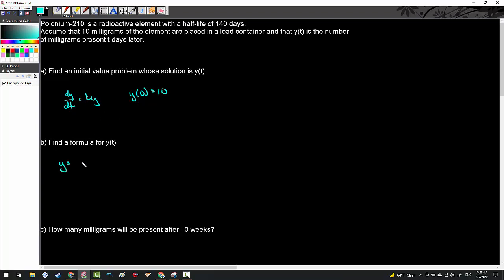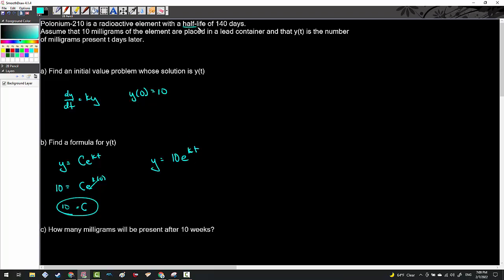Well, I know this integrates, again, into ce to the kt. In order to find out what c is, I'm going to place 10 as y. ce to the k times 0, that's going to go away, so c equals 10. So I know that y equals 10e to the kt.